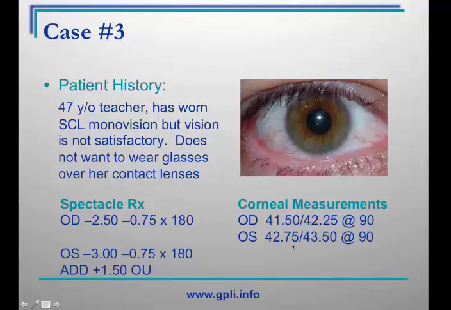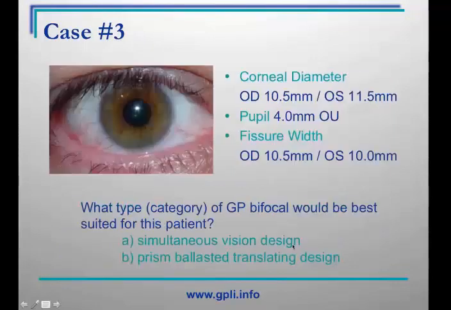When we look at her right now, we see a lower lid that's relatively low. It's about 1 millimeter below the limbus, which typically is not a good patient for a translating design. The pupil diameter is fairly average, around 4 millimeters. If this patient had a pupil around 6 millimeters or greater, she would not be an aspheric multifocal candidate. But right now, based on the information that we have, the simultaneous vision design would be the best design for this patient.